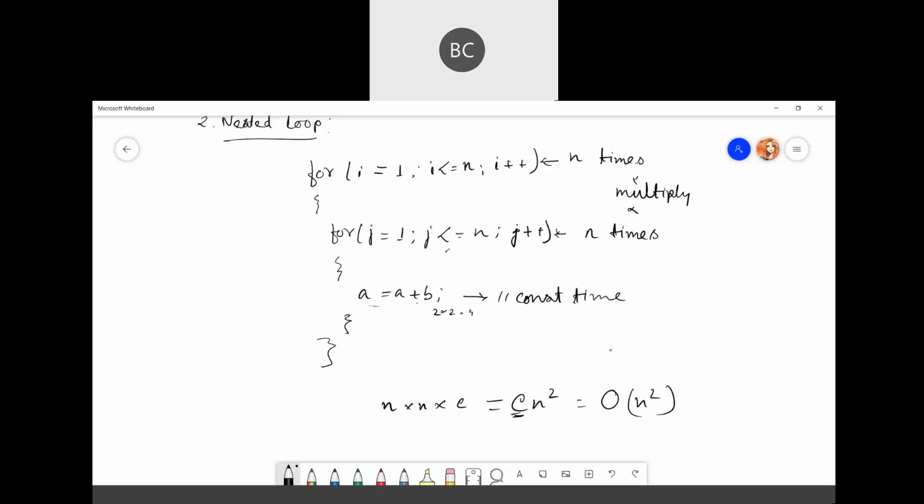Okay. So in your program, if you see any nested for loops, the complexity, the running time for that particular piece will be O(n) square. Okay, is this part clear? Nested loop.